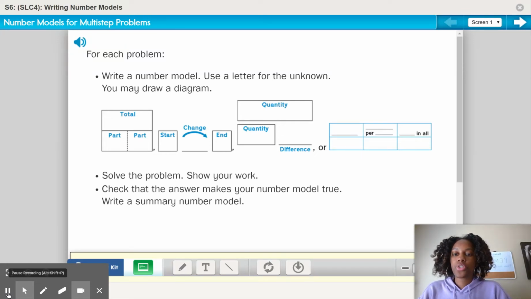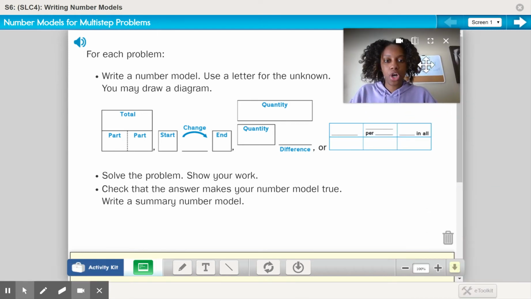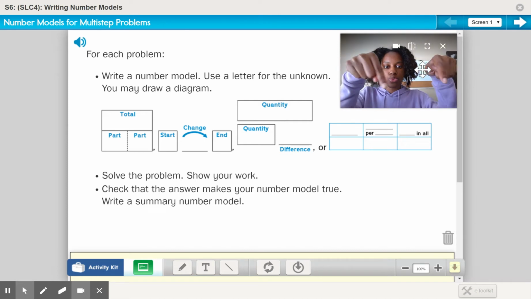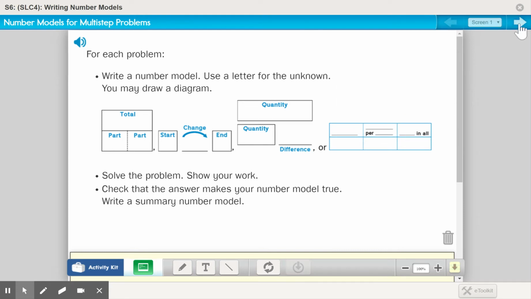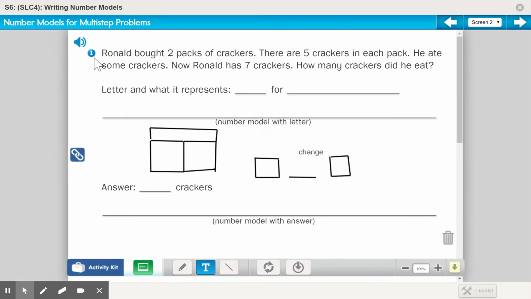Today we are doing 6-11, which is doing diagrams to represent multi-step problems. So if you look at the diagrams that are below me, we're going to be using those to help us solve our word problems today. Let's start with our first problem.